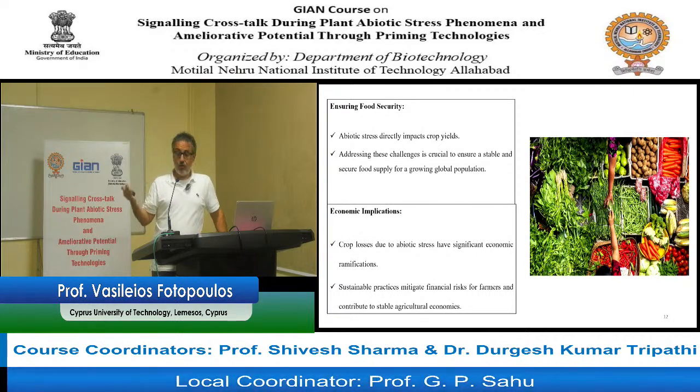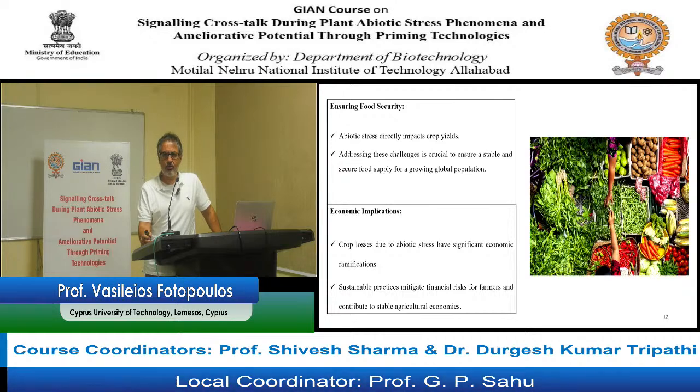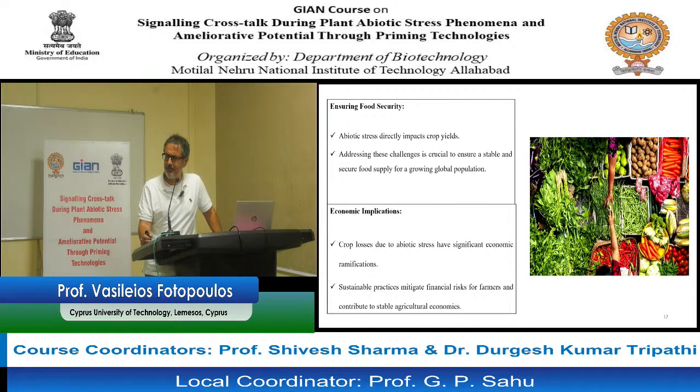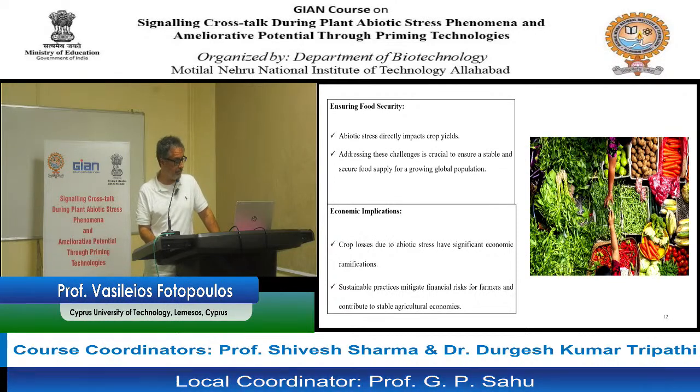So in terms of the economic implications, crop losses due to abiotic stress, of course, lead to severe ramifications. If I remember well from a recent study, in Europe alone, in the last decade, the losses due to extreme climate events were close to 25 or 30 billion US dollars. So this is a really, really big financial factor related to the abiotic stressors I mentioned before.